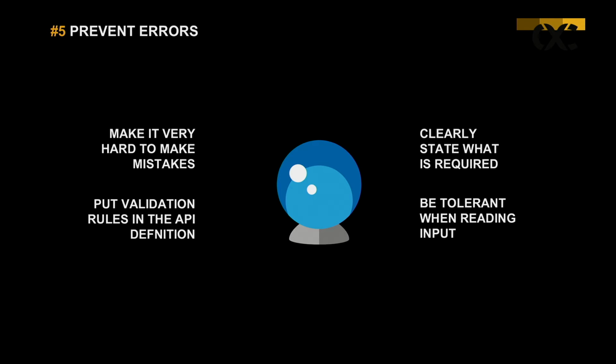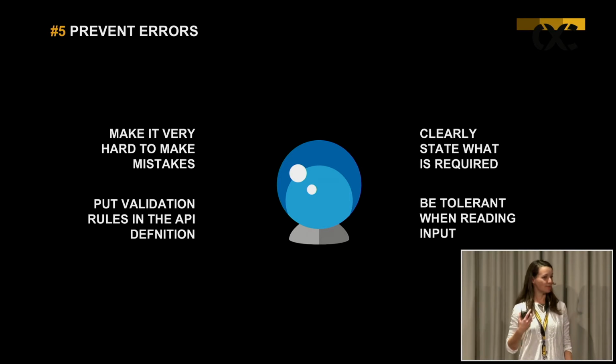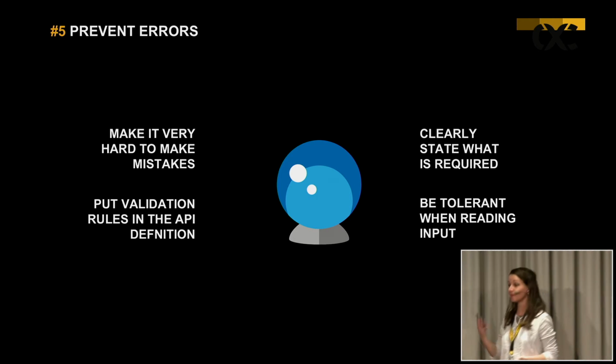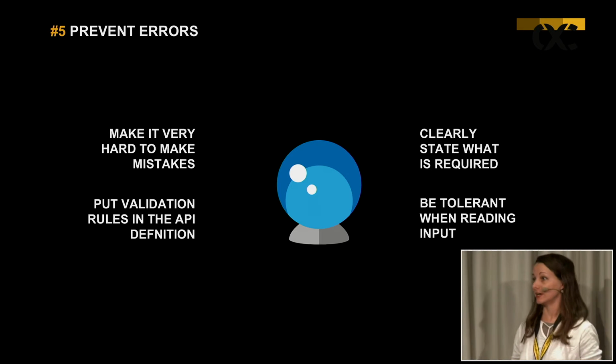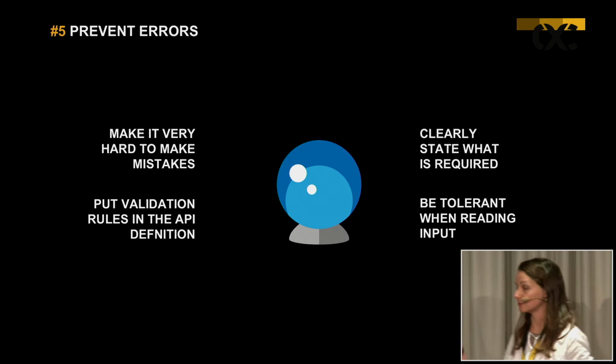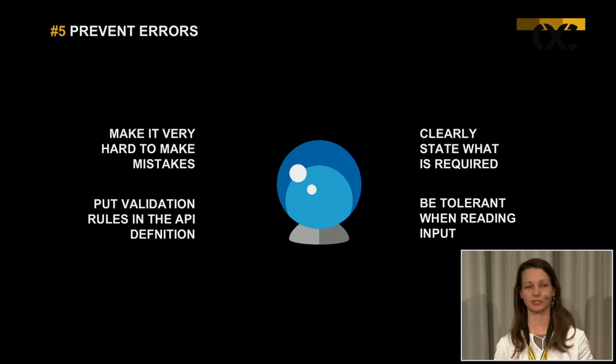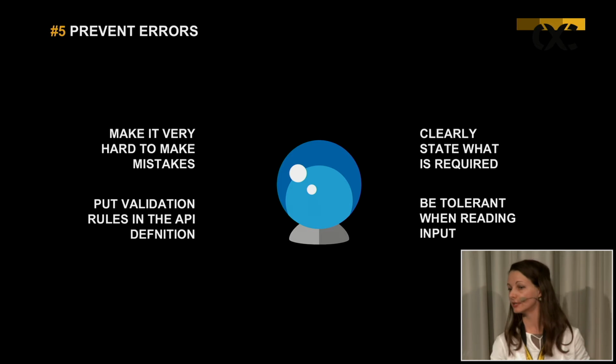Also important, prevent errors. My favorite example, coming from a graphical user interface, password guidelines. I was so frustrated, I had to change my password and the guidelines weren't documented anywhere. So I was trying things out and it just said, wrong. And I tried a different thing and it said, wrong. And so I had to try out everything that was possible, and in the end I had a password that works. You should make it really, really hard for your users to make mistakes like that. So put validation rules in the API definition or in your documentation if you don't have something Swagger-like to specify it.